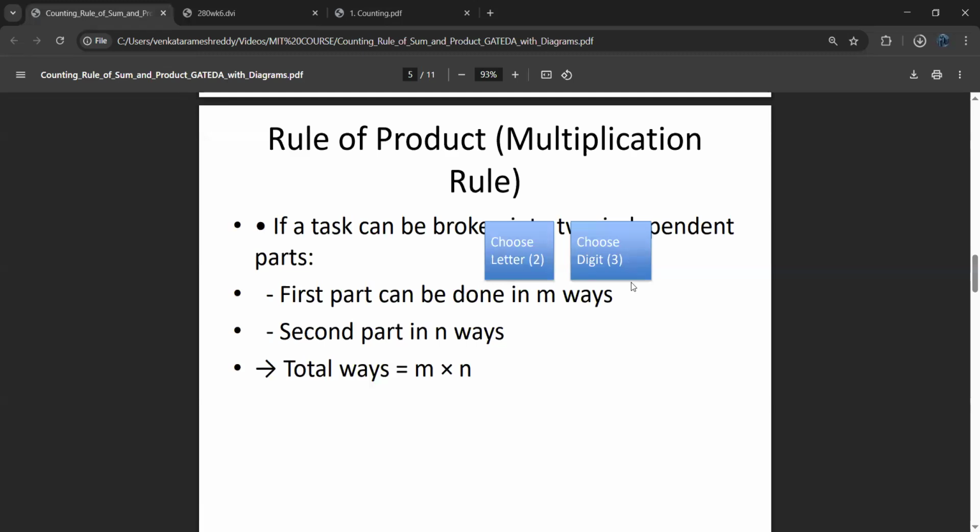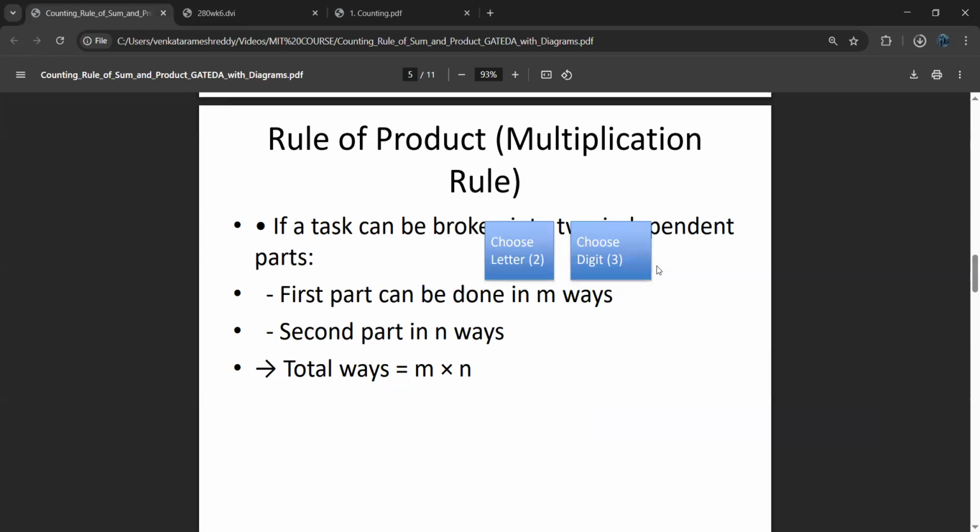So if a task can be broken into independent parts, suppose you are taking two tasks, and those two tasks are broken into two independent parts. They are occurring independently. It means one task is not depending on another task. So if they are occurring in two independent parts, then the first part can be done in M ways. Whatever the first part that is occurring, let us consider it is occurring in M ways.